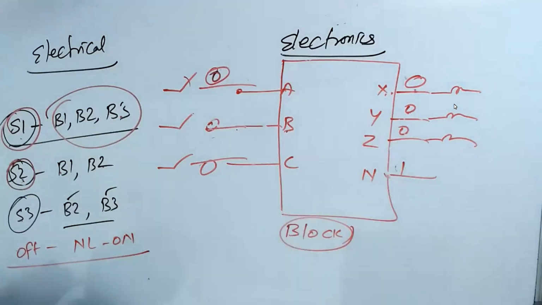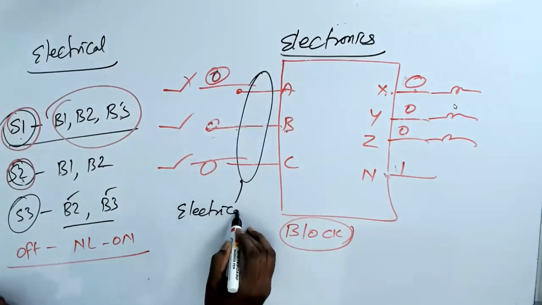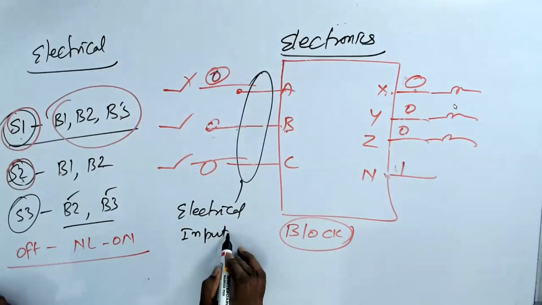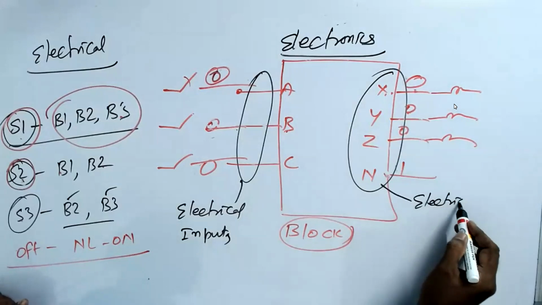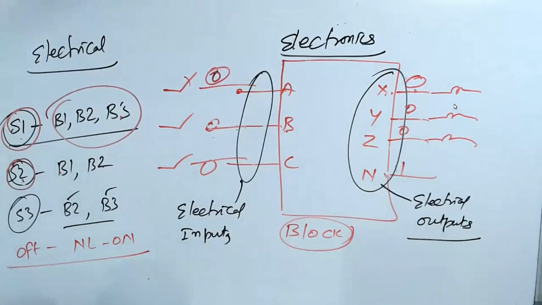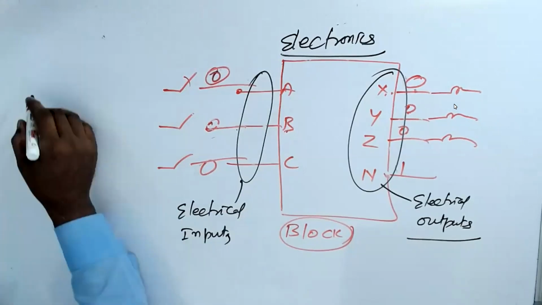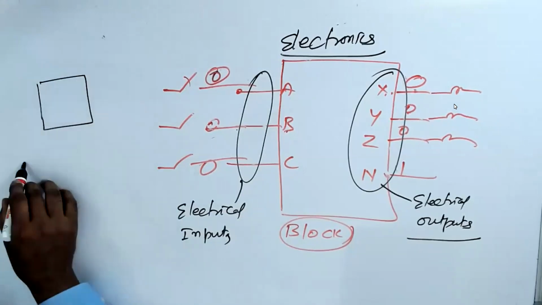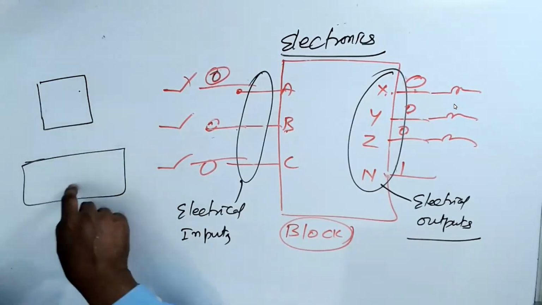Electronics takes electrical inputs and it gives electrical outputs. It could be anything. Even sometimes it can have a direct connection. So I already told you that. If you remember, all squares are rectangles. So a square is a rectangle, but all rectangles are not squares.